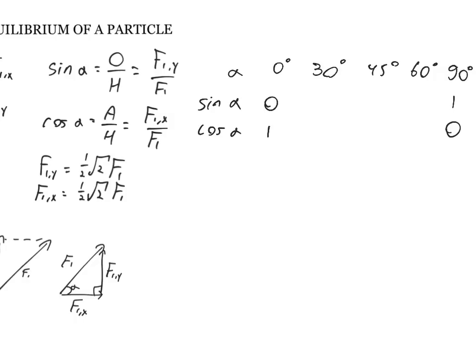Both sine and cosine of 45 degrees are half square root 2, which we just used. And then the sine of 30 degrees will be half, and the cosine of 30 degrees will be half square root 3. And for 60 degrees, it's exactly the opposite, the other way around. So half square root 3 for the sine of 60 and half for the cosine of 60.